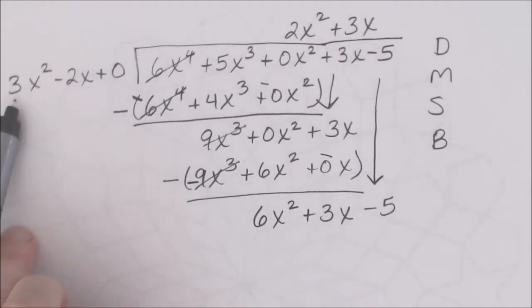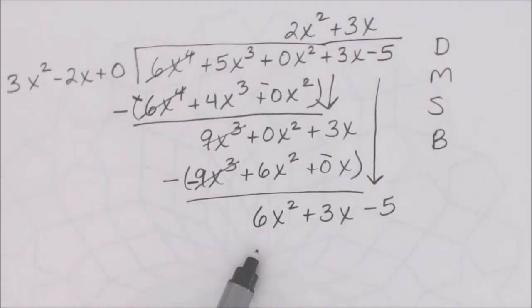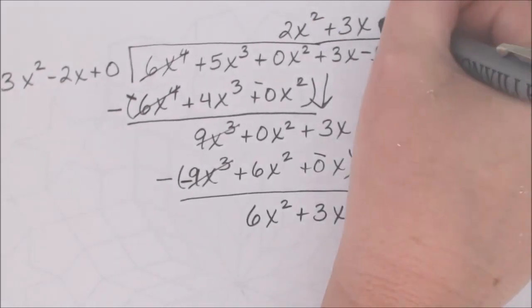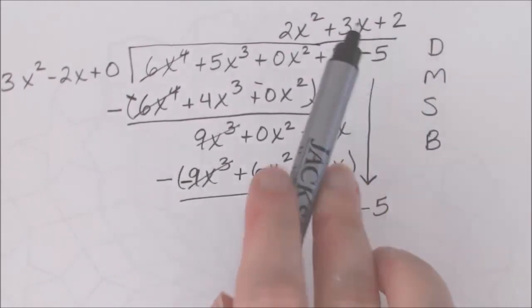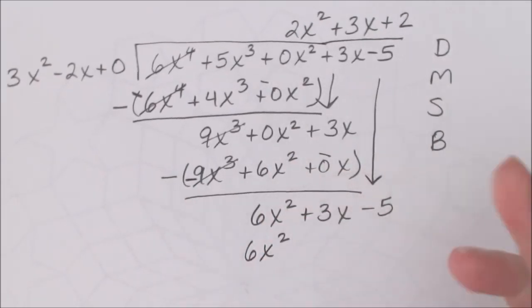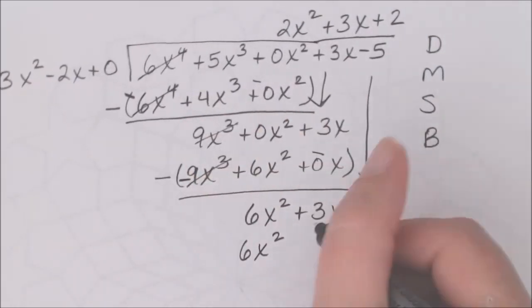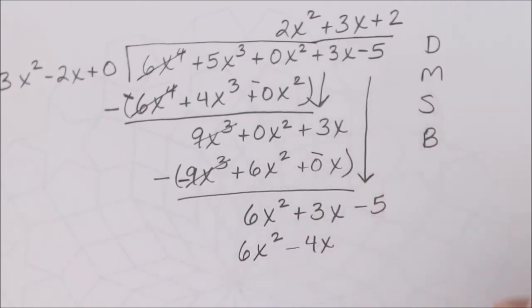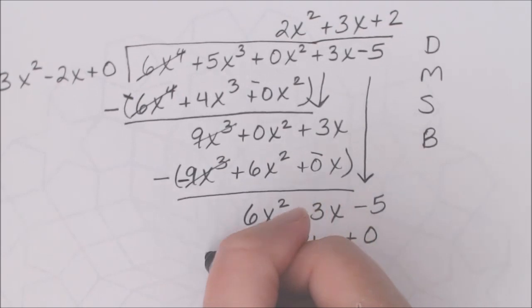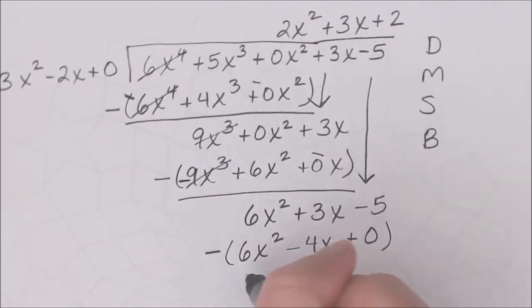So can I multiply 3x squared by something to get 6x squared? And the answer is I can multiply that by 2. So I'm going to have a plus 2 at the end up here. 2 times 3x squared is 6x squared. 2 times negative 2x is negative 4x. 2 times 0 is 0. We're going to subtract again. Don't forget the parentheses.